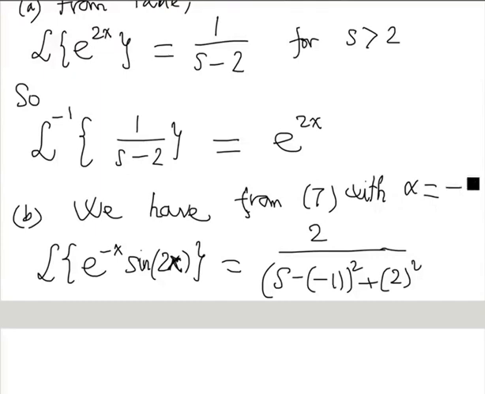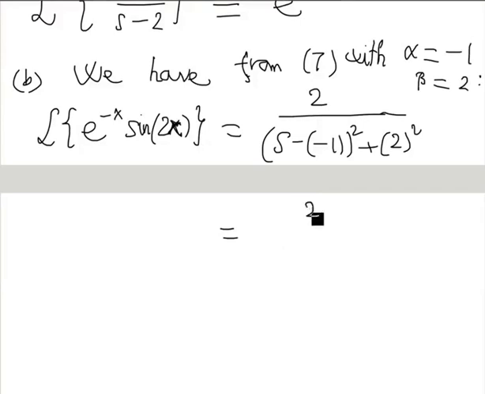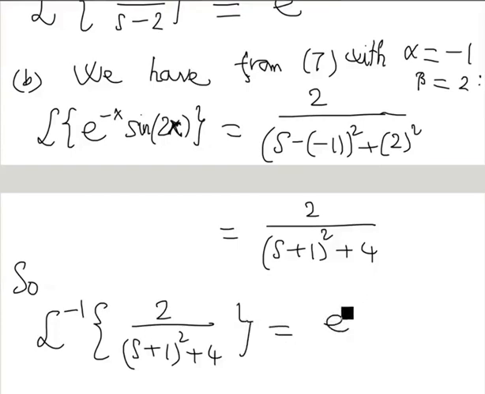With alpha equal to minus 1 and beta equal to 2. And we can rewrite this as 2 divided by s minus minus 1, which becomes s plus 1 squared plus 4. So if we want to look at the inverse Laplace transform of the right hand side, 2 over s plus 1 squared plus 4, then we get back to e to the minus x sine of 2x.